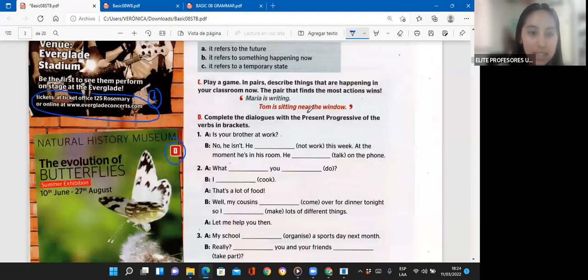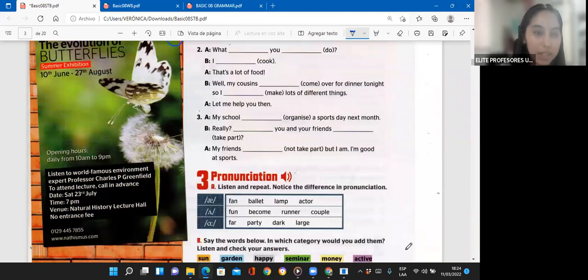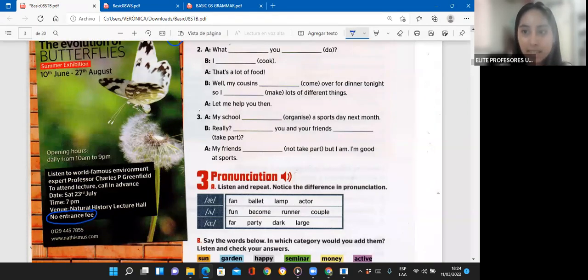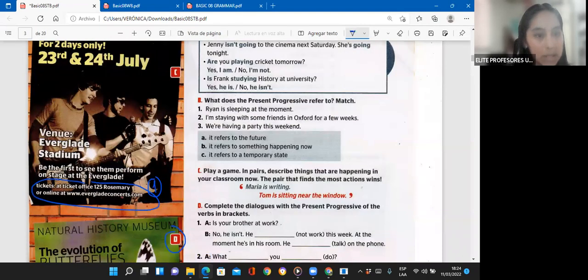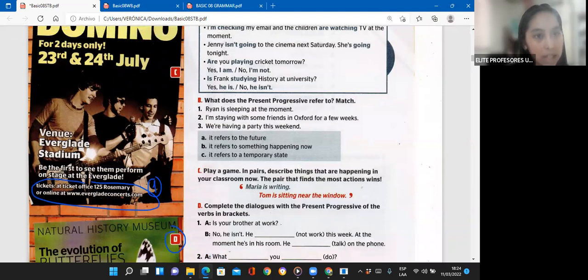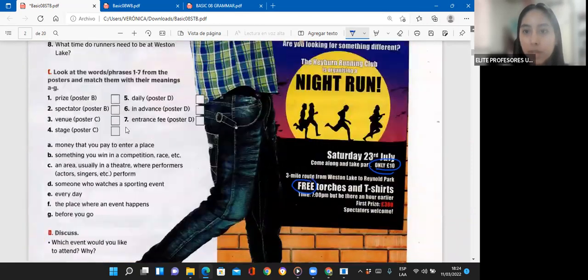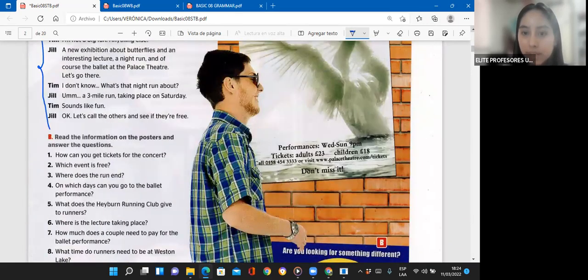Entonces, it's letter D. Why? Look here. No entrance fee. Ok, no se paga por entrada. Queda entender que es gratis. It's for free. What about C? Is it free? Ok. No, because we have the tickets here. No, it's not free. What about A? No, definitely not.